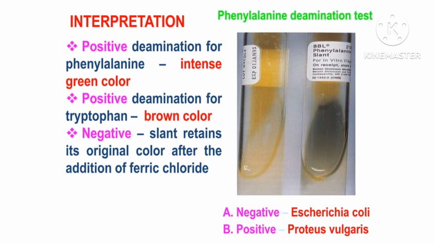Interpretation of the phenylalanine deamination test: positive deamination for phenylalanine shows an intense green color, positive deamination for tryptophan shows a brown color, and negative shows the slant retains its original color after the addition of ferric chloride reagent. So negative for the deamination test is Escherichia coli, and positive is Proteus vulgaris.